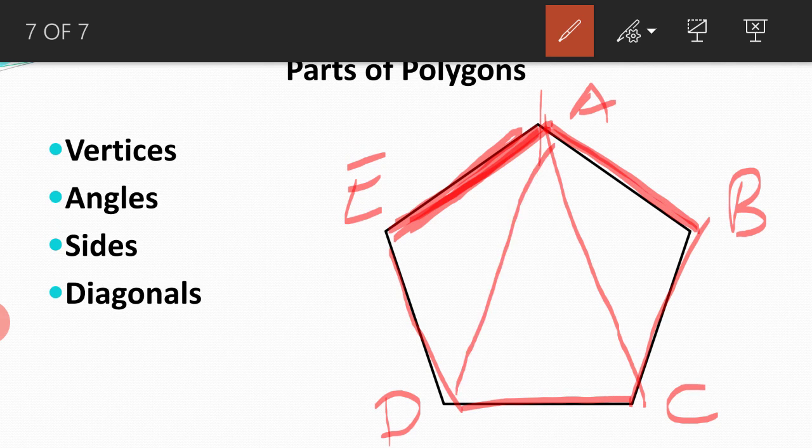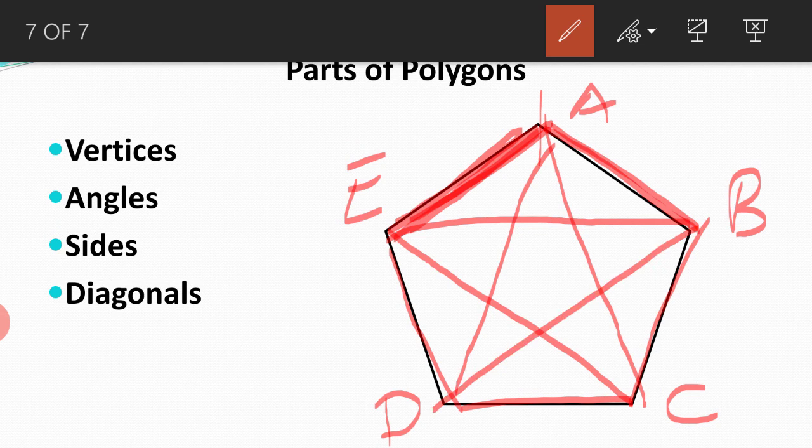Coming to E, which is the non-adjacent point of E? A and D are adjacent, so it will be B. So EB is the diagonal. Similarly, another non-adjacent point is C, so this will be the diagonal. What are the non-adjacent points of B? You will find D. So this is the diagonal. How many diagonals have we drawn? 5. So a pentagon will have 5 diagonals. The number of diagonals will vary as per the number of sides or number of vertices.